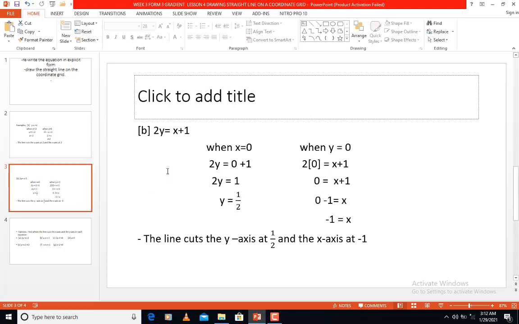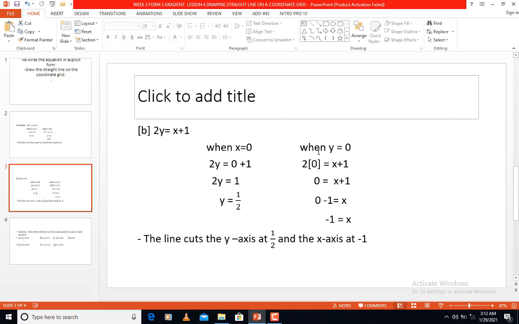Another example: 2y is equal to x plus 1. Now when x is 0, 2y is equal to 0 plus 1. We have removed x and put 0. So 2y is equal to 1, y is equal to a half. So it means the line cuts the y-axis at 1 over 2.